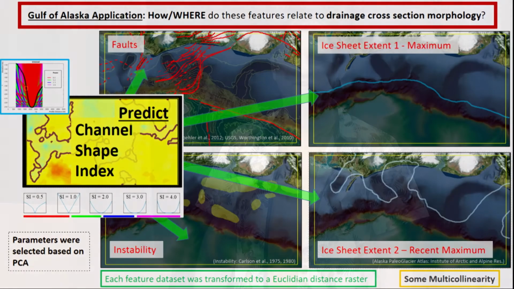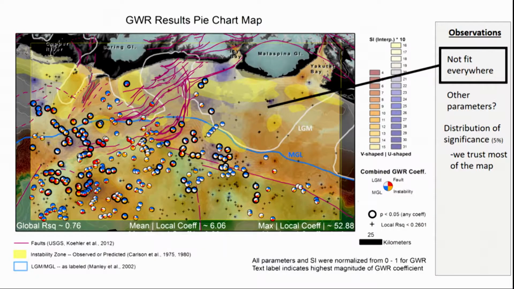So, in summary, this is what we're going to do. We're going to do geographically weighted regression on the channel shape index using these 4 parameters: faults, instability, and 2 ice sheet extents. We transformed these all into distance rasters because we had assumed that the processes were operating nearby these features. This is essentially what it looks like.